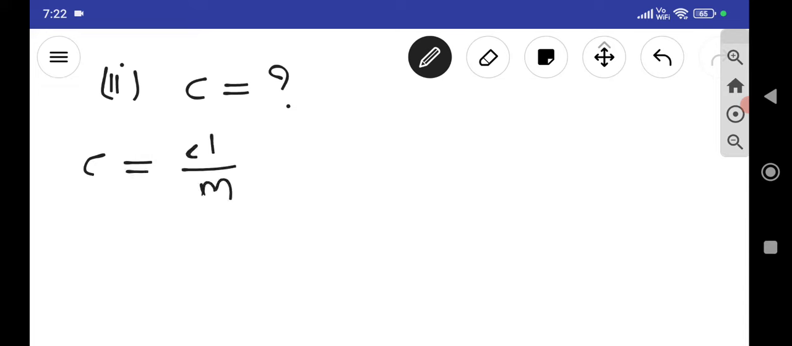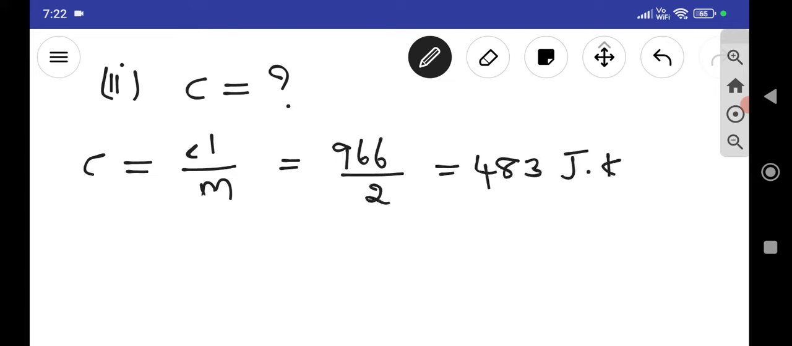Next, second one, they are asking specific heat capacity to calculate. So the formula is C is equal to C dash by M. So we need to identify 966 divided by mass is 2 kg. So answer will be 483 joule per kg per Kelvin. Now let us take question number 4 now.